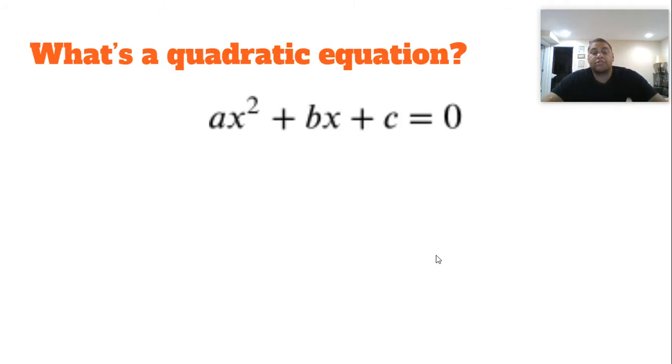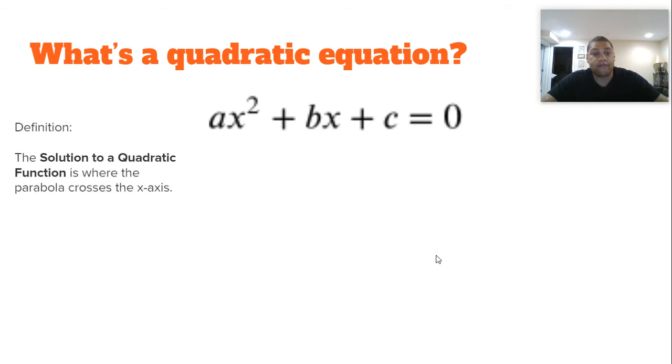What's a quadratic equation? This is a quadratic equation: ax squared plus bx plus c equals 0. We've been dealing with these quadratic trinomials for a while, and we factored them and we graphed them when they were f of x or y equals ax squared plus bx plus c. Well, now we got rid of the y, we got rid of the f of x, and we have an equals 0. So we have to figure out what value or values for x will make this equation equal 0.